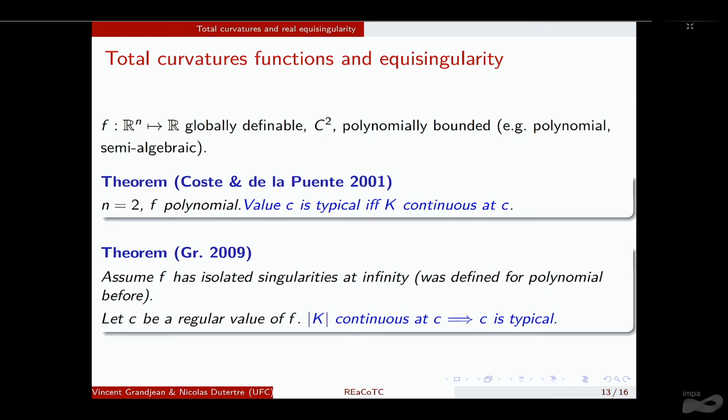starting with a regular value. In other words, if there are no polar curves which accumulate when I go to infinity along which the function tends to C, then it's okay. I can find a trivialization. It's a very reasonable statement. If you think of it in these terms, there is no surprise here.